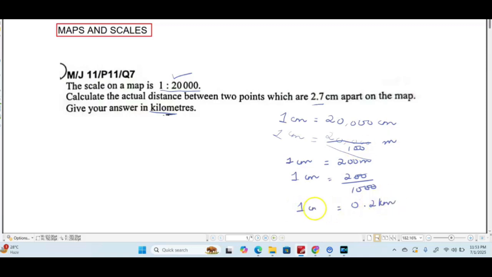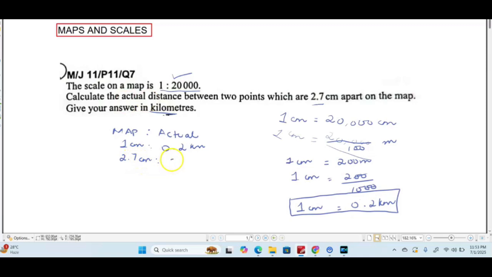Okay? Now, once we've established that 1 centimeter is equal to 0.2 kilometers, what we are going to do next is write map, ratio, actual. Now, we know that 1 centimeter on the map is equal to 0.2 kilometers in reality. And 2.7 centimeters on the map is equal to x kilometers in actuality. Once we've done this, we will cross multiply.